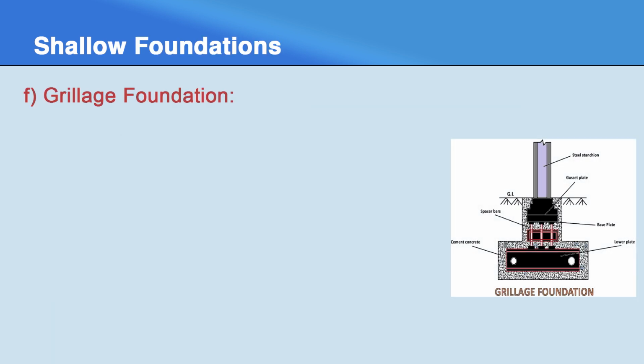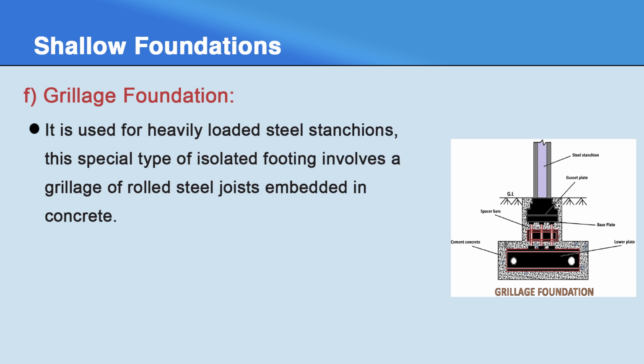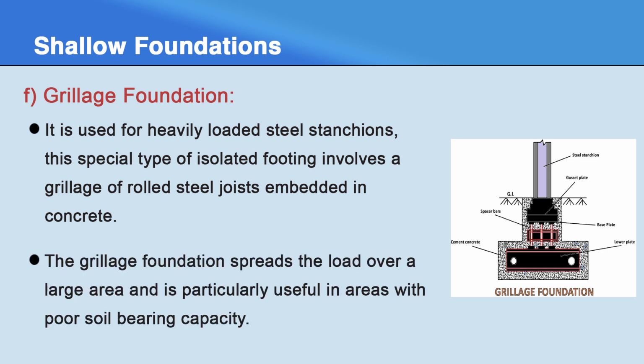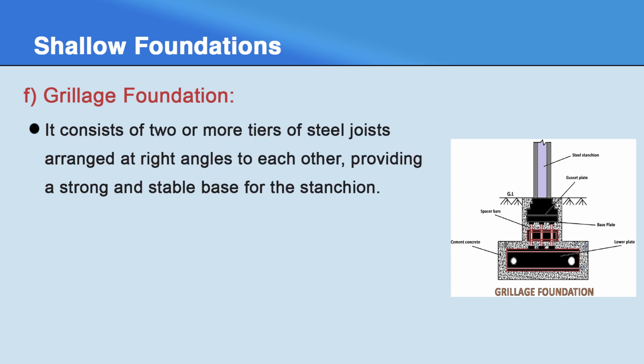Then the next is grillage foundation. It is used for heavily loaded steel stanchions. This special type of isolated footing involves a grillage of rolled steel joist embedded in the concrete. The grillage foundation spreads the load over a larger area and is particularly useful in areas with poor soil bearing capacity. It consists of two or more tiers of steel joist arranged at right angle to each other, providing a strong and stable base for the stanchion.